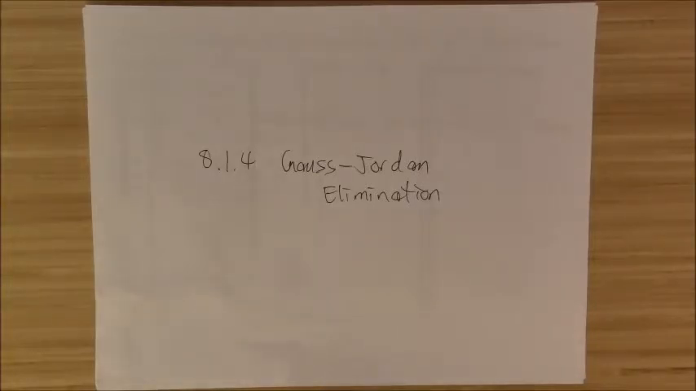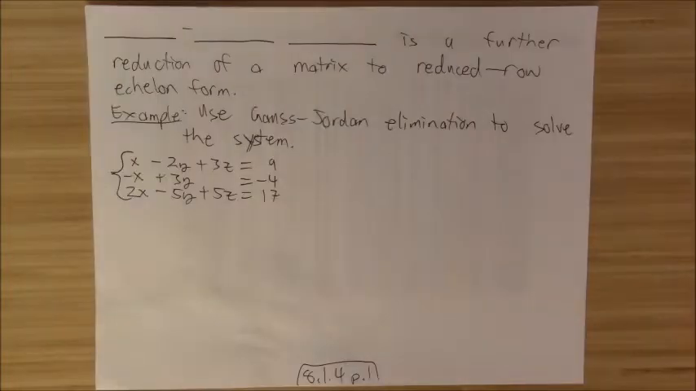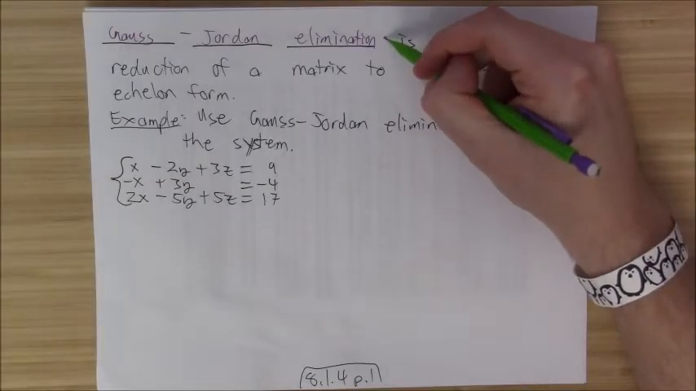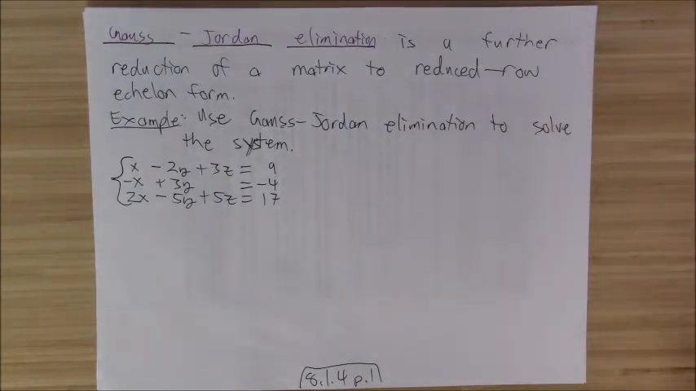In this video, we're going to be discussing Gauss-Jordan elimination. Gauss-Jordan elimination is a further reduction of a matrix to a reduced row echelon form. So it's just like normal Gaussian elimination, except now we're going to be aiming to get it into reduced row echelon form instead of row echelon form.